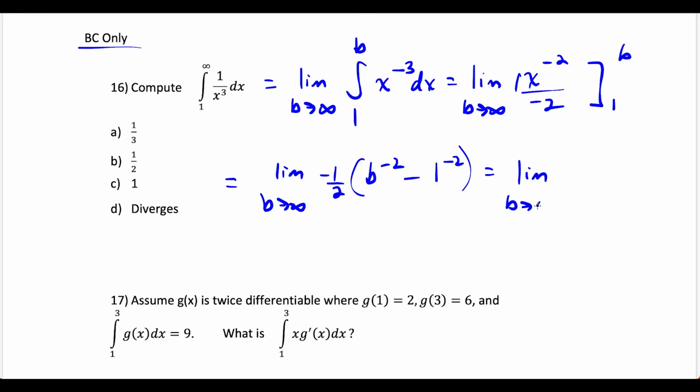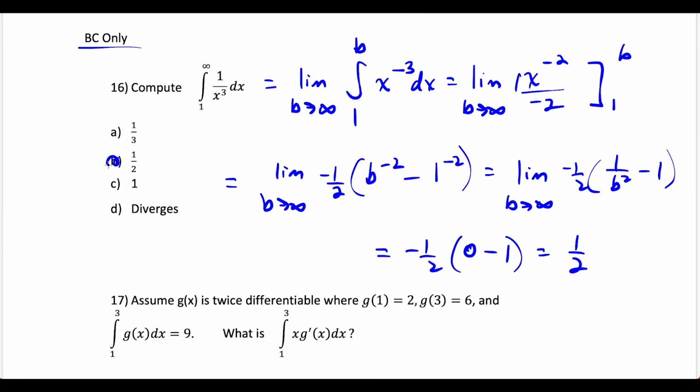We have the limit as b goes to infinity. We have negative half. And now we've got 1 over b squared minus 1 to any power is just 1. So now this simplifies to negative 1/2 times, and as b goes to infinity, 1 over infinity squared goes to 0. And I have minus 1, and negative half times negative 1 is going to give us positive half. Choice B is our answer.